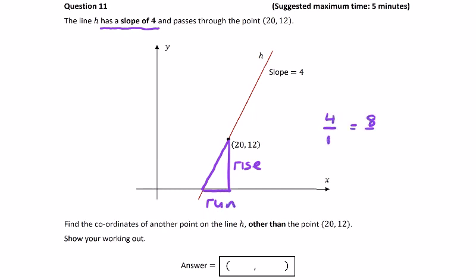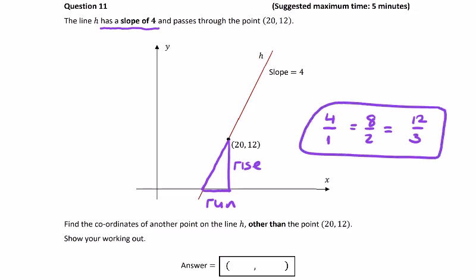It could be 8 over 2. It could be doubling and doubling. It could be 12 over 3 and so on. So with the ratio of the run being 1 and the rise being 4, the point 21, 16 should be on this line. If we go 2 and 8, 22, 20 looks like it's on the line.